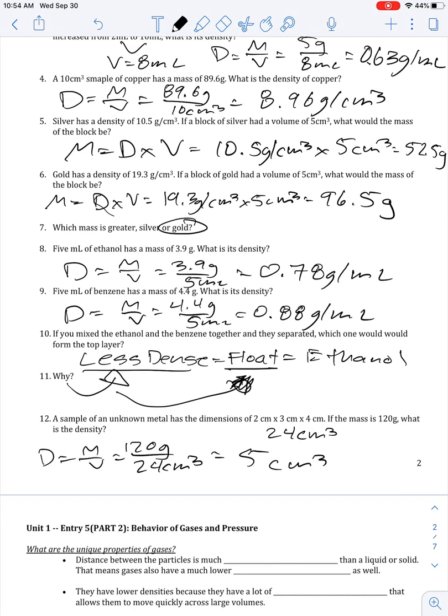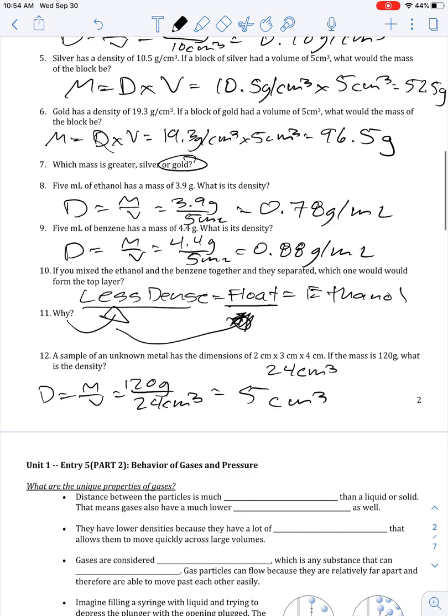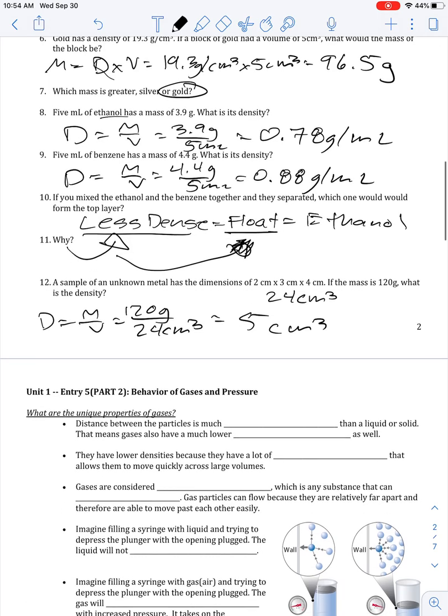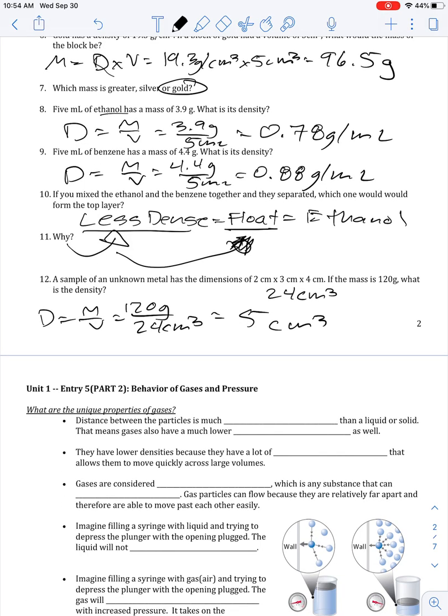The other one that maybe is a little bit confusing as we go through is 10 and 11. So which one is the top layer? It's the one that's less dense, which would be ethanol, since it is 0.78, smaller number, so it's going to float. More dense sinks. Think of like our air. Less dense air, hot air, tends to go up. Cold air, more dense, sinks.